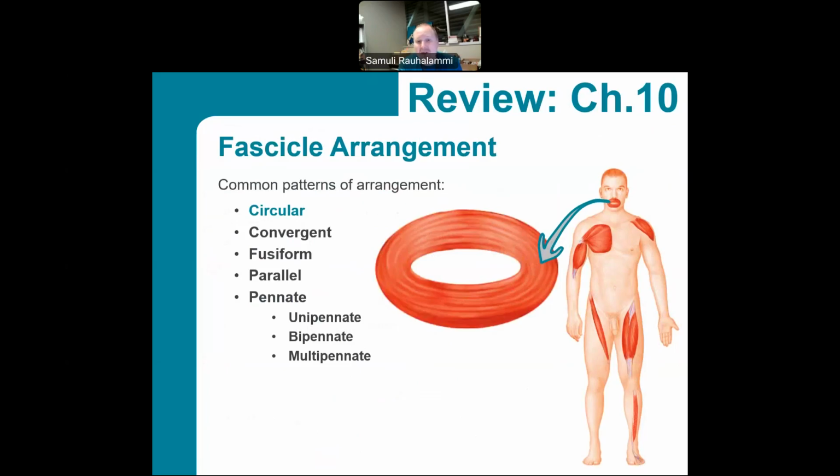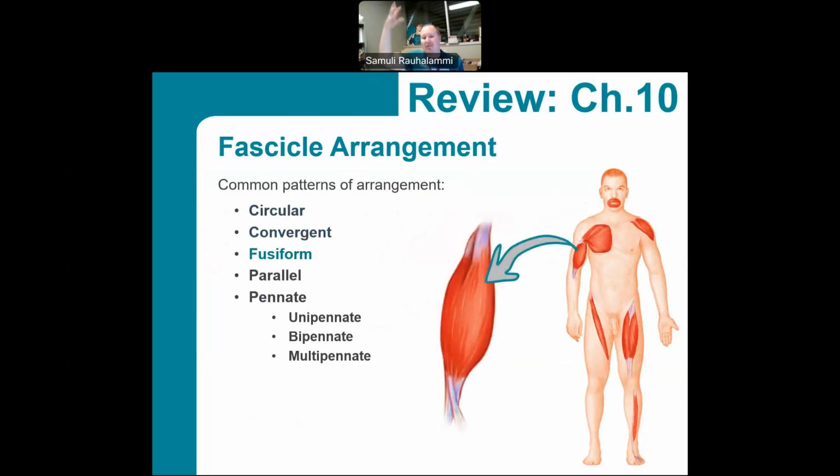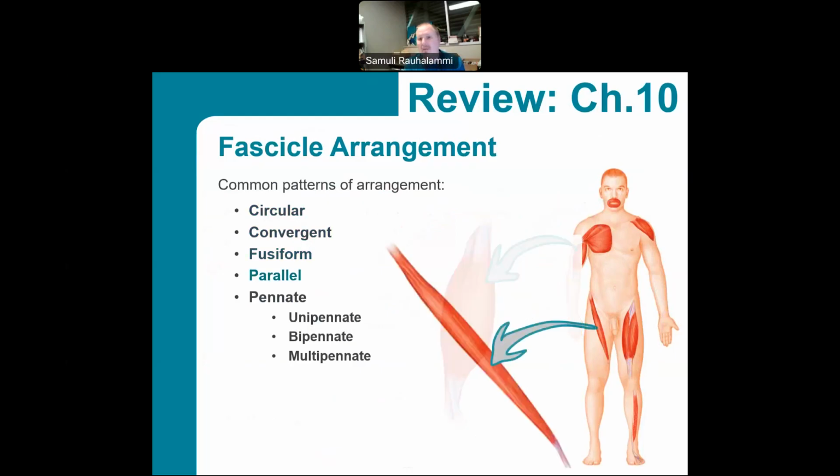So circular arrangement tells that they form this nice circle around, for example, orbicularis oris. The convergent muscle fibers start as a broad area and come together and join into a small attachment point. Fusiform muscles fuse at the ends. They might have a thick muscle belly, but fuse kind of towards the end. Parallel muscle fibers run pretty much the entire distance parallel.